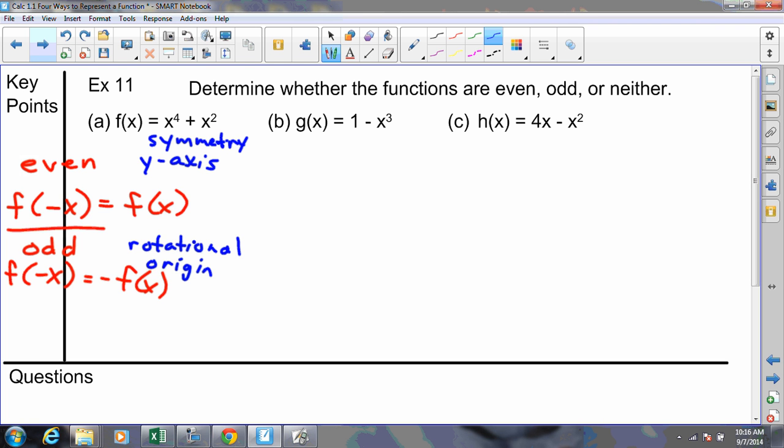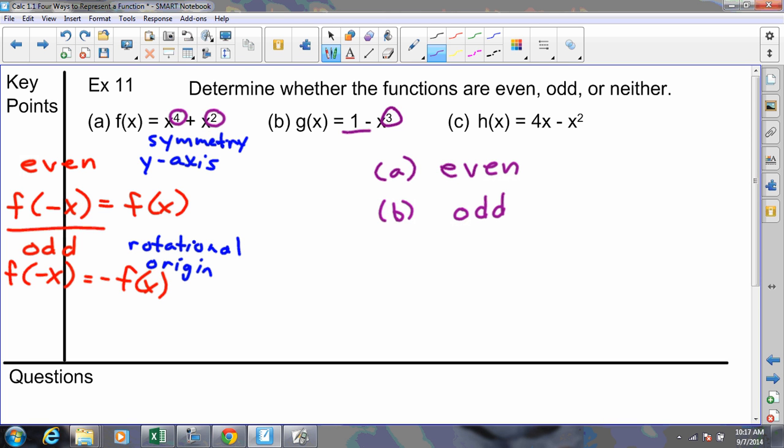Fortunately, each one of these problems are polynomials. Polynomials have a really nice shortcut. Just look at the exponents. 4 and 2 are both even. Because every exponent is even, it's an even function. When we look at part B, check the exponents, we see 3, which would lead a lot of people to say it's odd. But there is a very, very common mistake here that you have to be careful about.